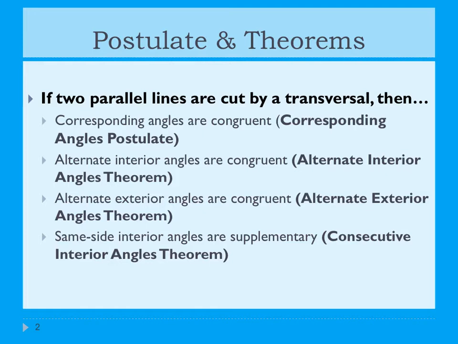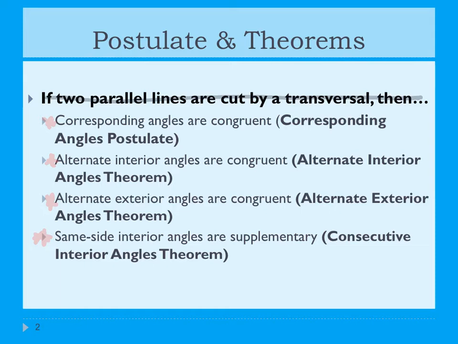Now, notice in bold here, we have the words, if two parallel lines are cut by a transversal, then that sentence or that phrase needs to go in front of each one of these. So, for example, the first one, if two parallel lines are cut by a transversal, then corresponding angles are congruent. Then for the next one, you would repeat that same phrase. If two parallel lines are cut by a transversal, then alternate interior angles are congruent.